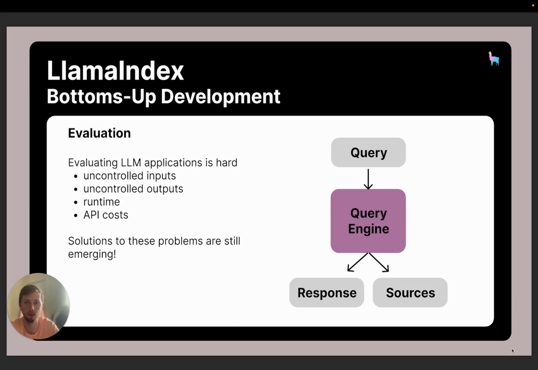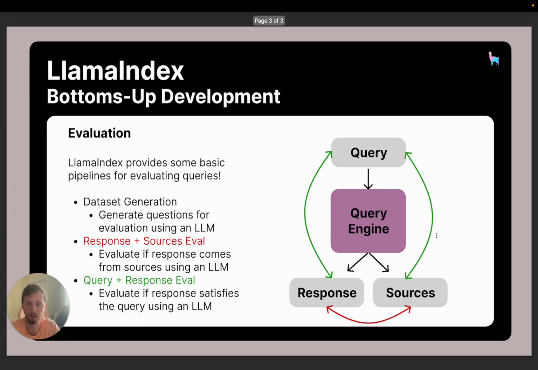So right now, when you set up a query engine in LlamaIndex, obviously you have your query engine, you send your query to it, and then on the output, you get your response and sources. Using all three of these, we can actually evaluate how good that response was. And there's two main ways of doing this right now. First thing is you need a data set of questions to evaluate on. You could write this yourself, or you could use our data set generator to generate a data set of questions.